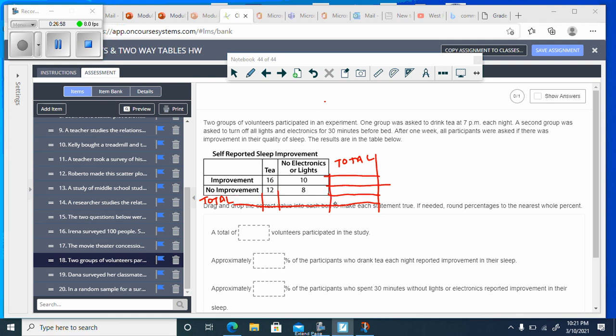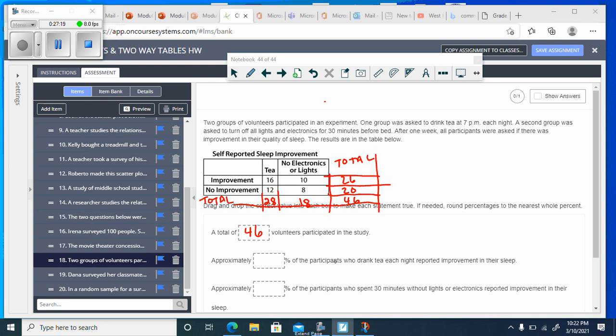All righty. If I did this, I've got 28 here. I've got a total of 18 there. I've got a total of 26 here. I've got a total of 20 here. I have a total of 46 here and 46 there. A total of 46 volunteers participated.